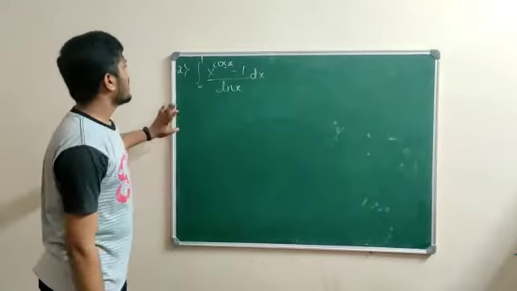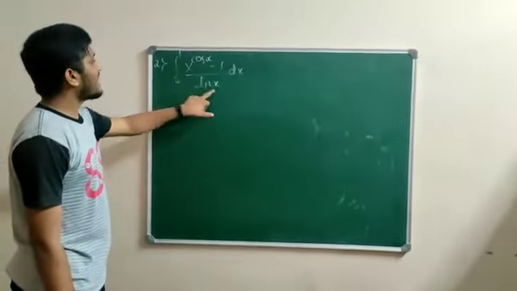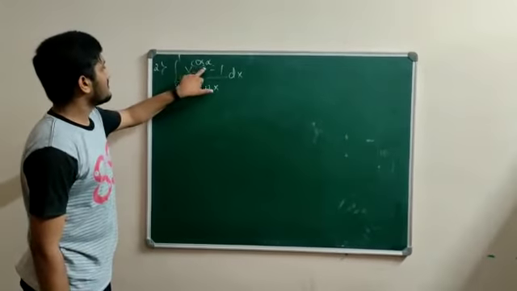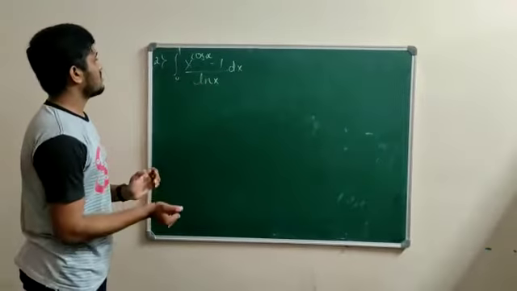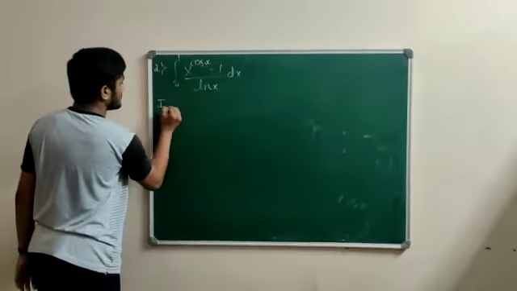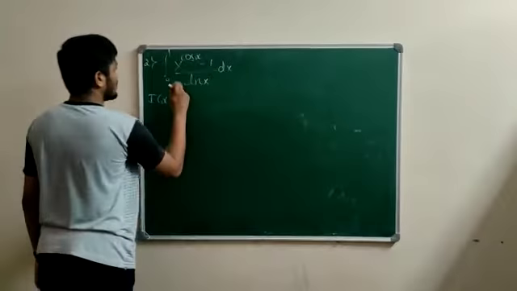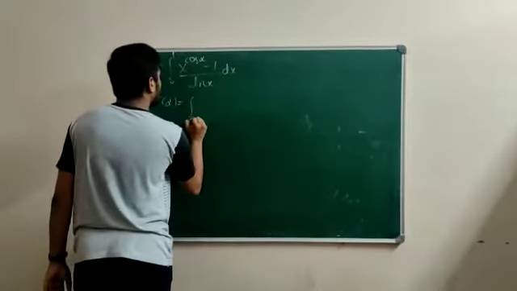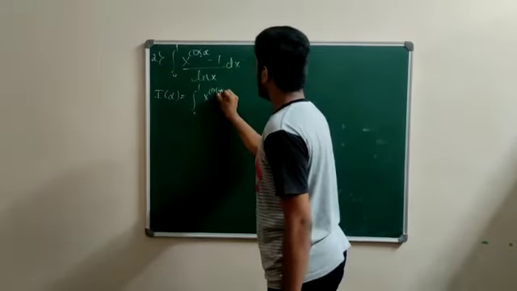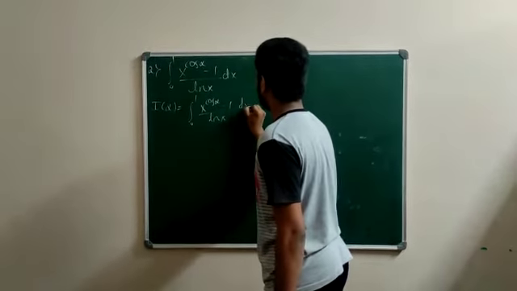The next problem is the integral of 0 to 1 x to the power cos alpha minus 1 divided by ln x dx, which is similar to the first problem. Here the problem given is cos alpha in terms of alpha. So we should also take this integral as I of alpha, in which alpha is the variable. So I of alpha is equal to the integral of 0 to 1 x to the power cos alpha minus 1 divided by ln x dx.